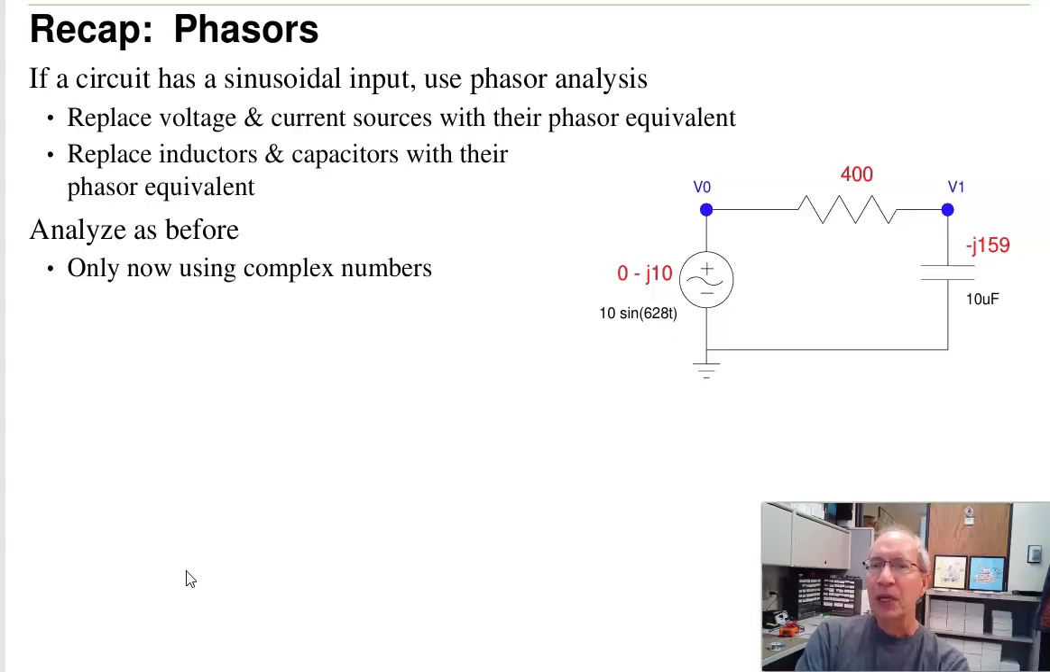Kind of a recap. Phasors are how to analyze a circuit when you have a sinusoidal input. The way you do that is you replace everything with its phasor equivalent. Sources become complex numbers. The real part's cosine, minus j is sine. Resistors don't change. Capacitors become 1 over j omega c. Inductors become j omega l. I now analyze the circuit just like we did before: voltage nodes, current loops, Thevenin, voltage division, your pick. Only now using complex numbers. That's phasors.